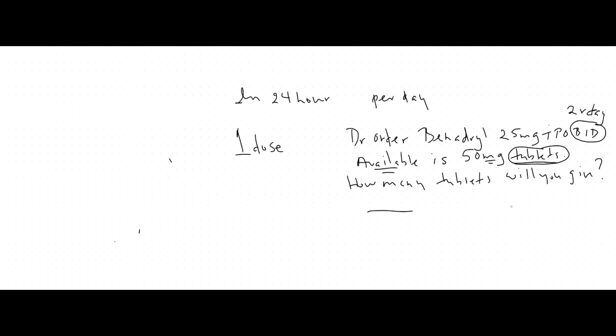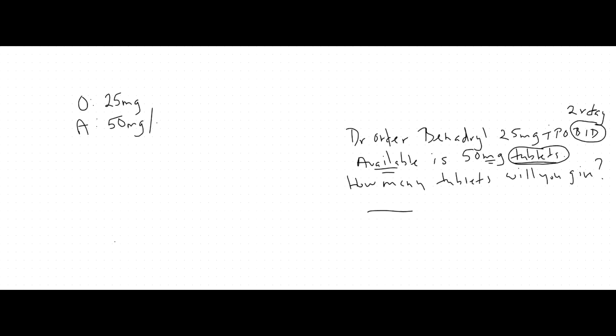Okay. What I always do is pull out what I need first. All right, so I have an order for 25 milligrams. Then I have available 50 milligrams per what? Per tablet. So now it's asking me how many tablets will I give?